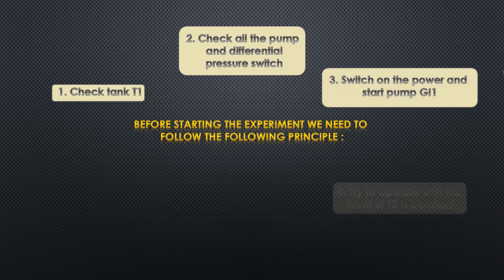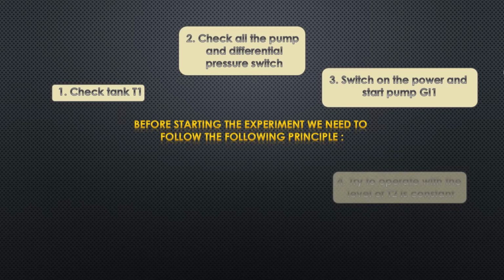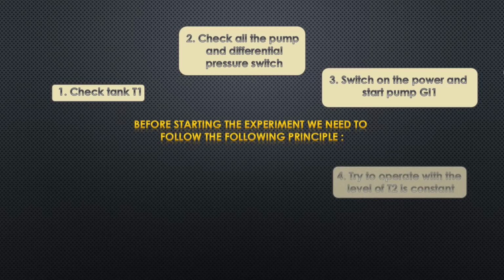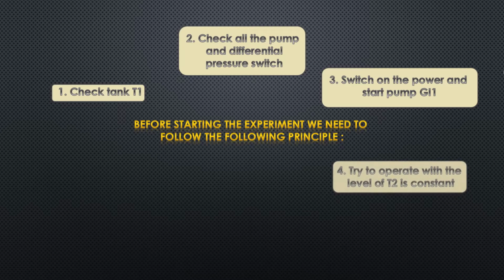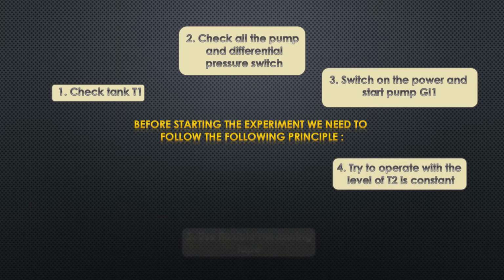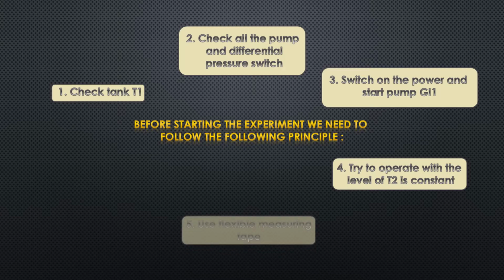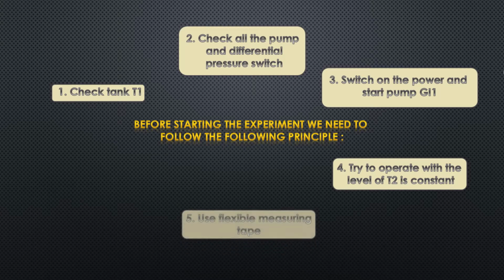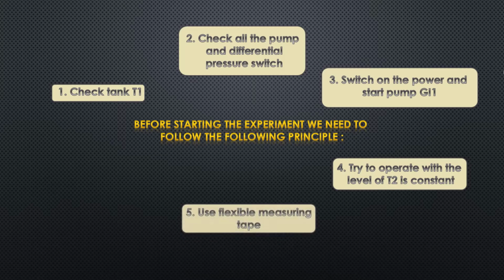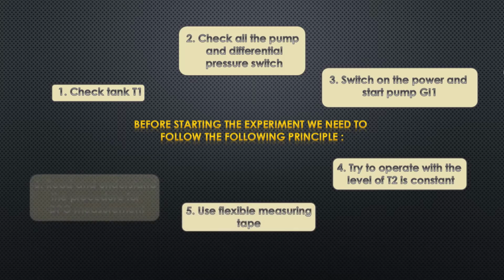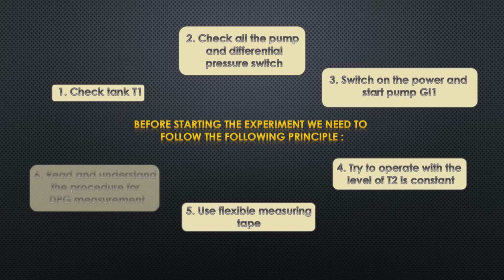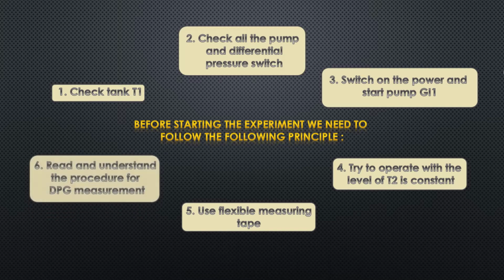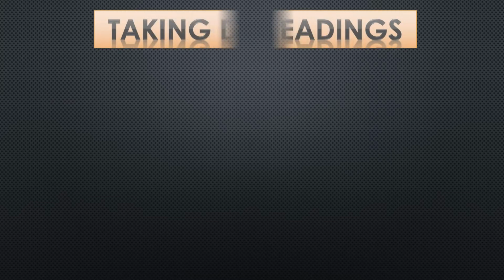Then we need to try to operate with the level of tank T2 constant, with the drain valve and the overflow shut, just by adjusting the inflow from GI1 or SS1 only. Next, we need to use a flexible measuring tape and ruler to measure the corresponding pipelines and compare the measurements with the values provided. Lastly, we need to read and understand the procedure for the differential pressure gauge measurement.